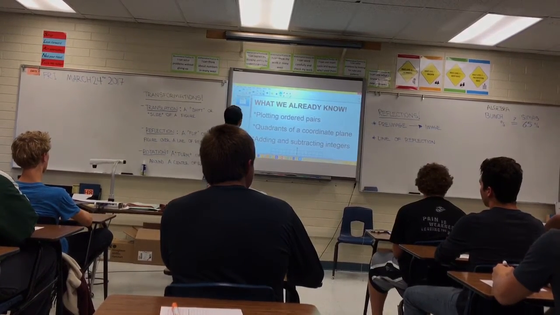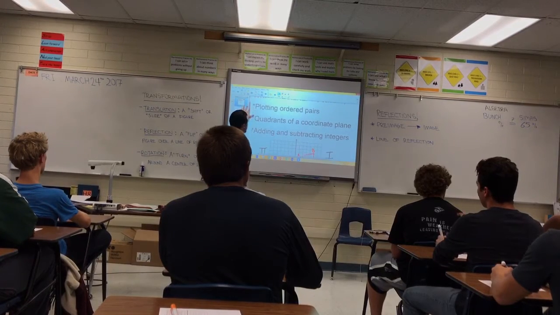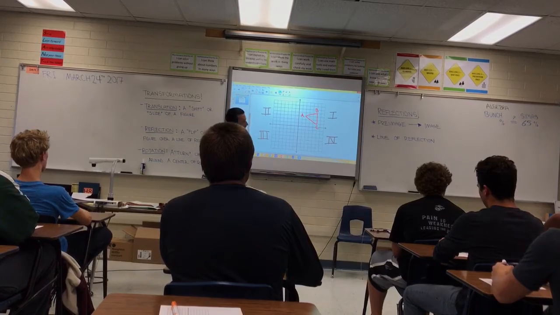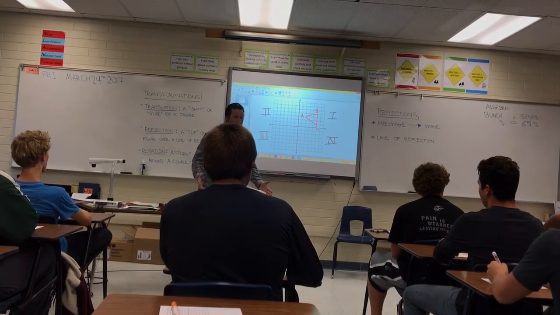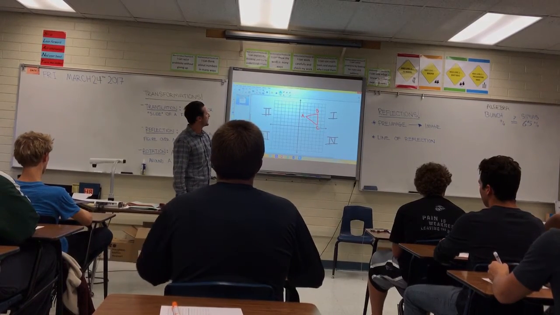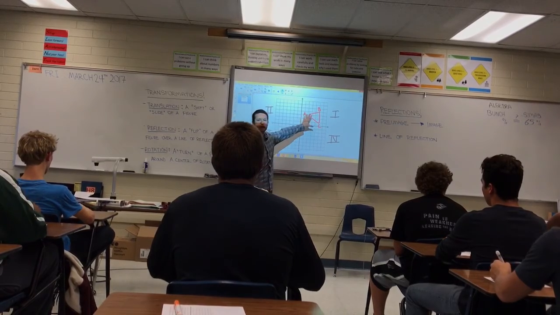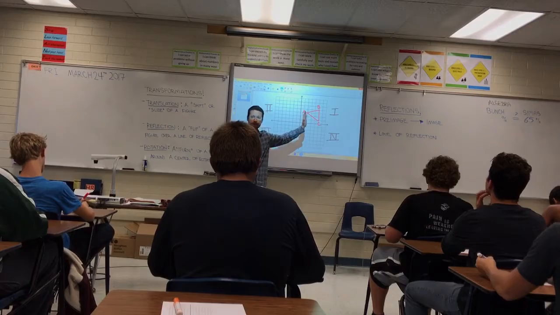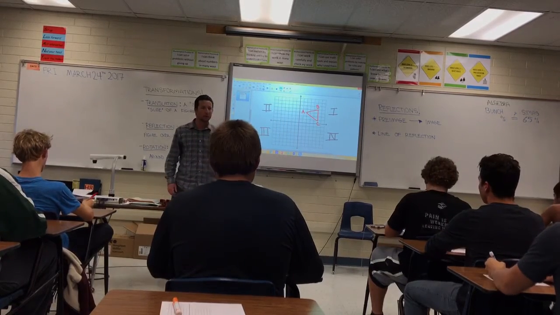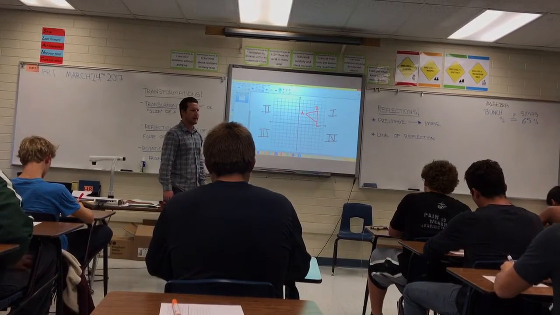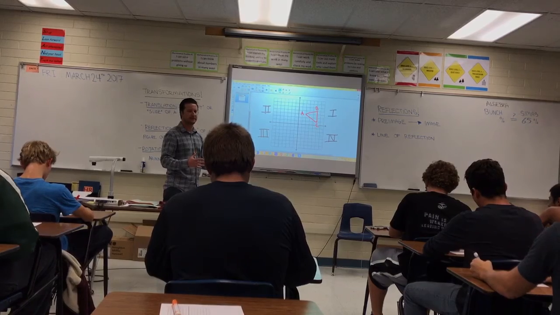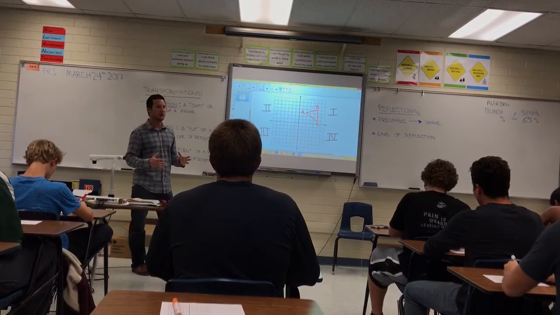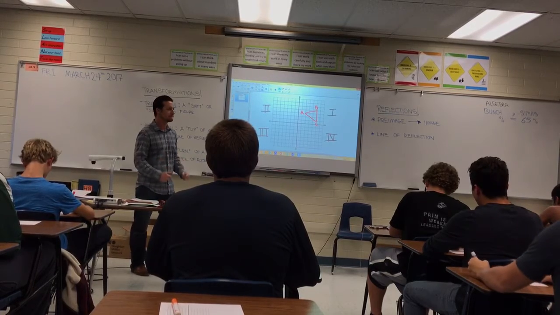Okay? So, right now, while I take roll, I'm going to have you guys attempt, without any prior knowledge of this, how to reflect this shape. We got triangle ABC right here. I want you to reflect it over the y-axis. Reflect it over the y-axis. See what you can do. Okay? Remember, these pre-assessments are not graded. This is just a basis for me to judge where we're at and where we need to go.